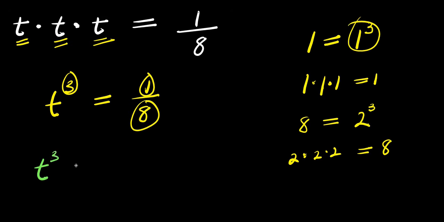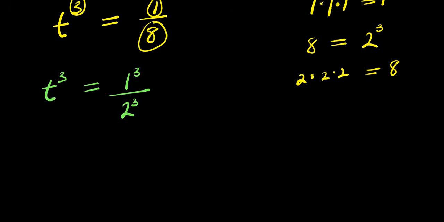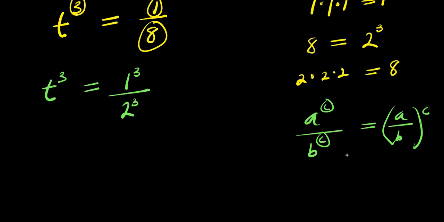We have t power 3 equals 1, that is 1 power 3, divided by 8, that is 2 to the power of 3. So from here, if you have a power c divided by b power c, when the exponents are the same, you simply have it as a divided by b, all to the power c. So we apply the same here. We have t power 3 equals 1 divided by 2, all to the power of 3.